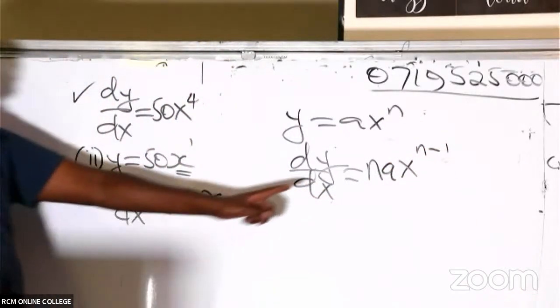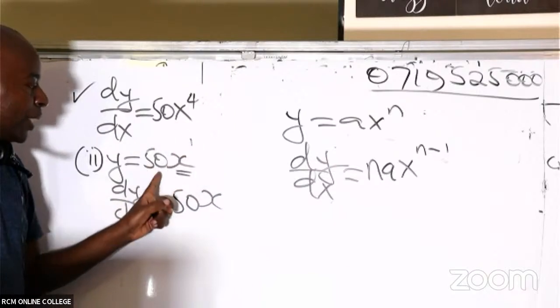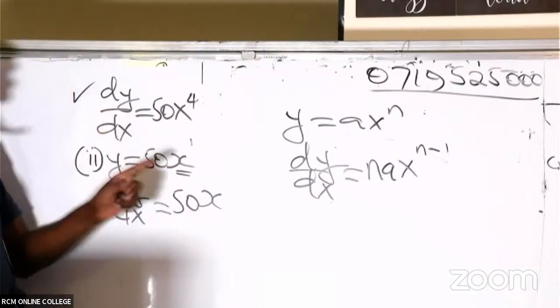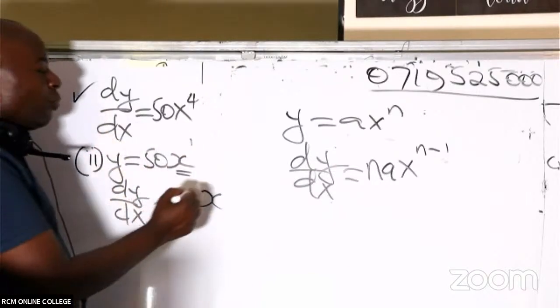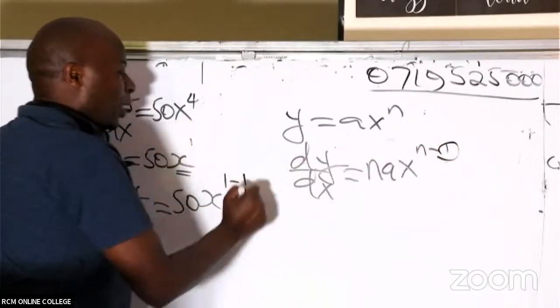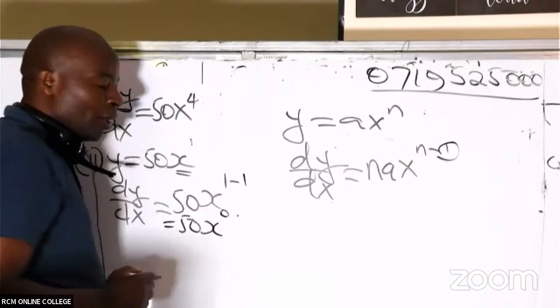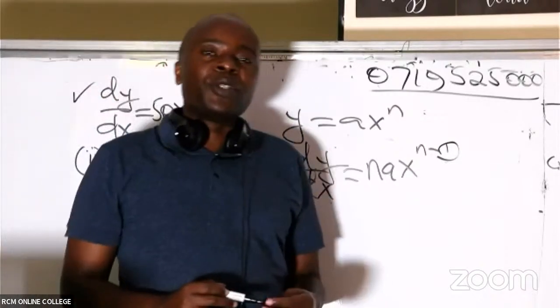So in this case, I've been able to take this n, which is this 1, and bring it here. So it is 50x raised to a new power. How do I get this new power? I take the old power minus 1, as in the formula. So this will be 50x raised to power 0, ladies and gentlemen.